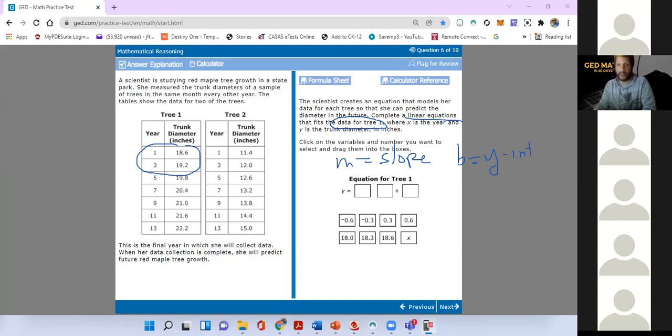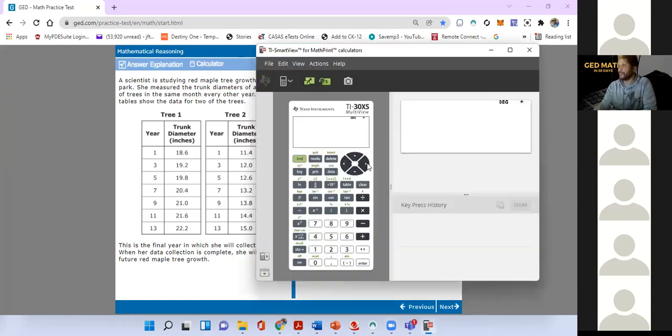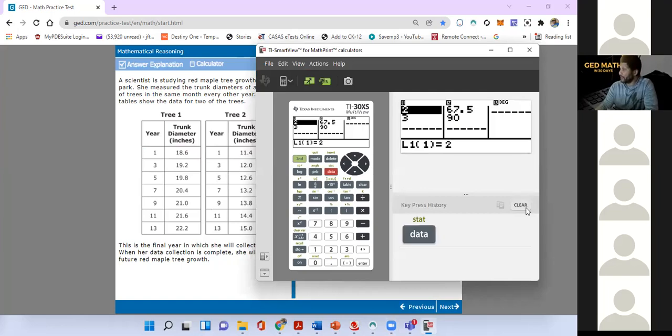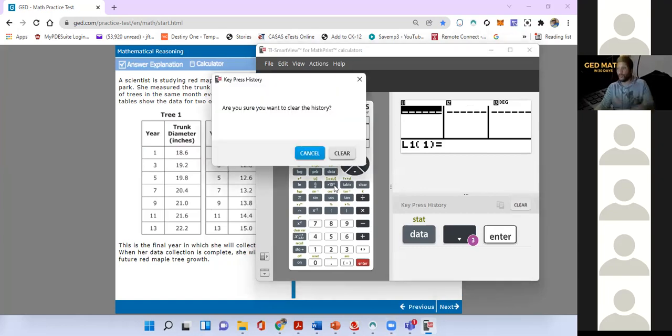Let me clear it first. Let me save it and let me clear it. I'm going to grab my calculator. I'm going to hit my, oops, let me clear that too. Sorry about that. Data cleared all. So we can start right from scratch. So I'm going to grab my calculator.